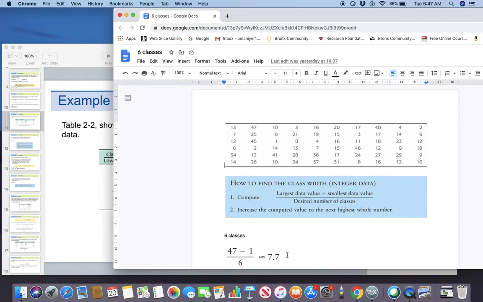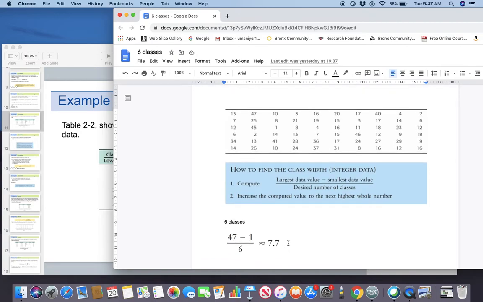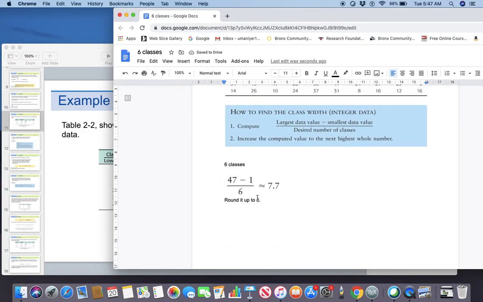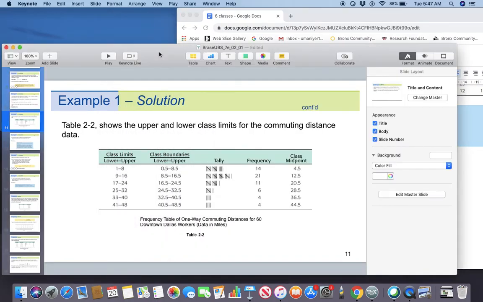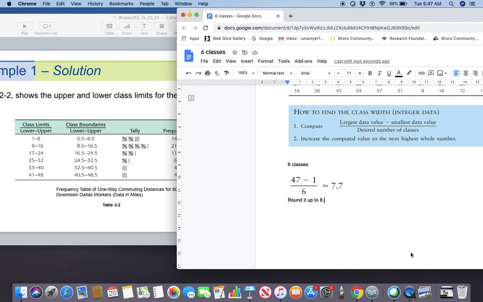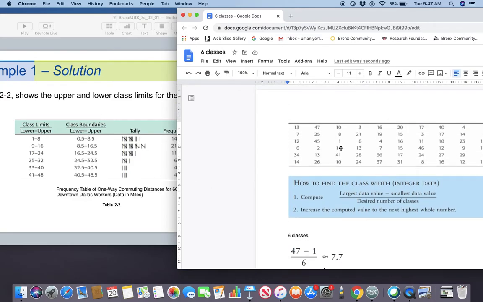That comes to approximately 7.7. So you round it up to 8, to the next whole number. Use that 8 to build this table. How? Take the smallest number, write it down, keep adding 8 6 times. Why 6 times? Because you have 6 classes. That gets you the lower class limits.